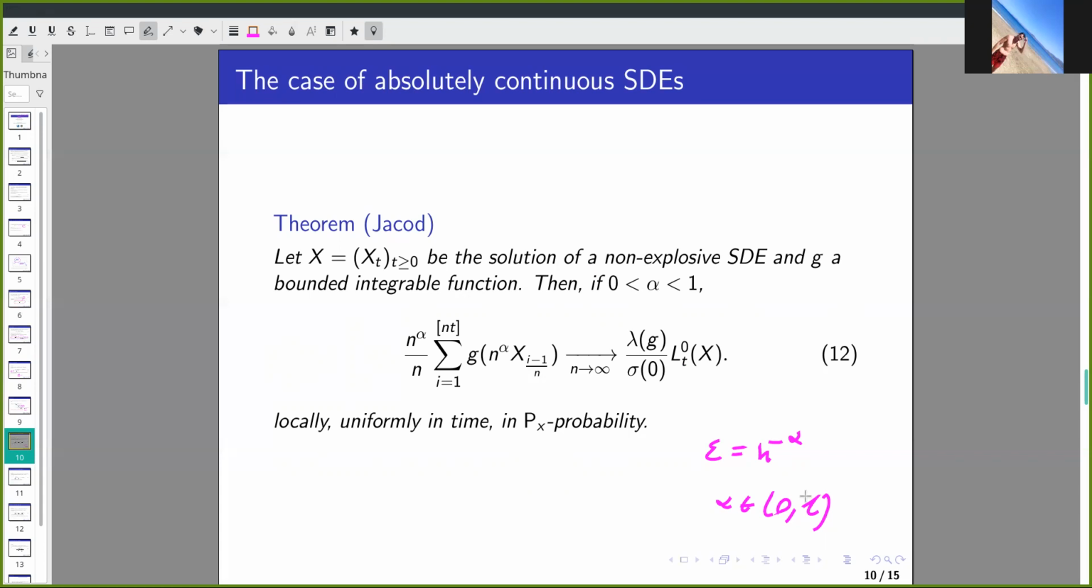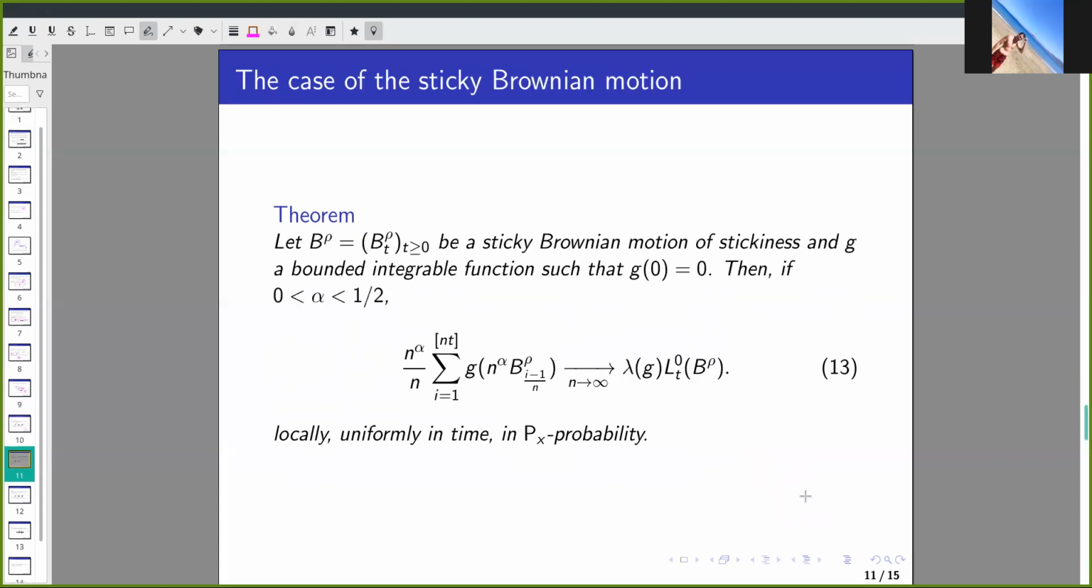What we've managed to prove so far is that for a sticky Brownian motion, we have this result. We take alpha between 0 and 0.5, so it's a more constrained case than the hypothesis of Jacod. Actually, I strongly believe that we can prove it up to 1, but I have not done this so far. The other condition that we must have, and it's mandatory, is that g(0) must equal 0.